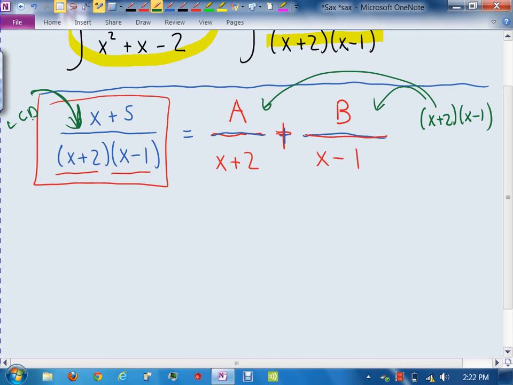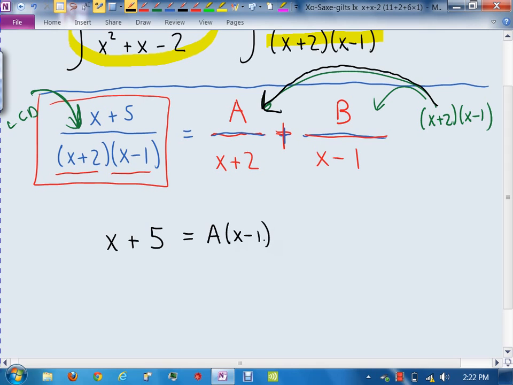What happens on the left side? What are you left with? X plus 5. What do you get on the right-hand side? That first distribution, when you take that LCD and multiply times that first one, what cancels? The x plus 2. What's left? A times x minus 1. When you distribute that LCD to the second term, what cancels? X minus 1. What's left? So plus B, and then the x plus 2 is still there, right?